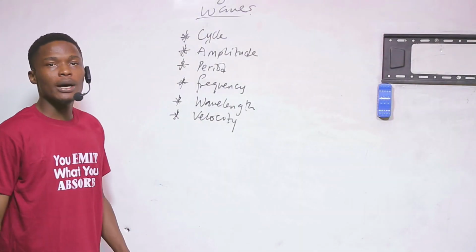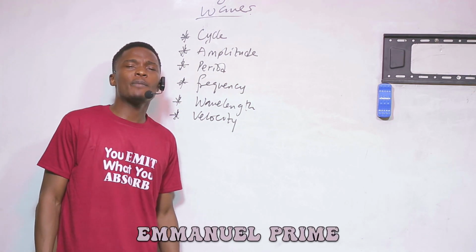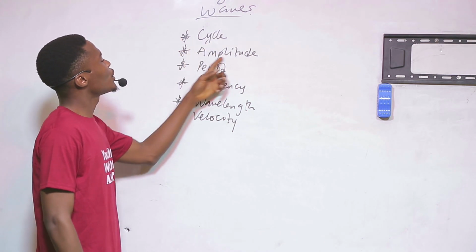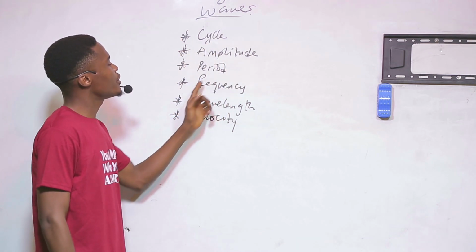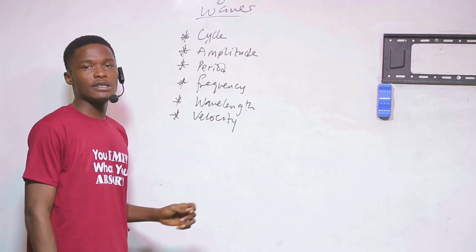Okay, so we are going to talk about these important terms that are used in wave. You cannot talk about wave without knowing about these terms. So we're going to talk about cycle, amplitude, period, frequency, wavelength, and then velocity.